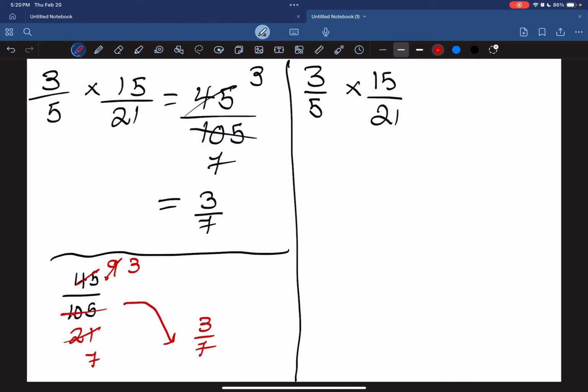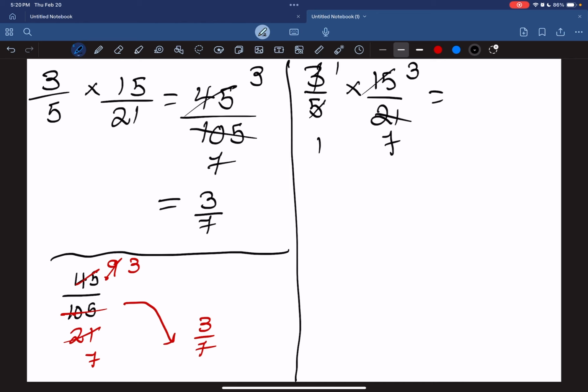But let's look at if we actually simplified first. So we do simplifying first, then we multiply after. Alright, so we look again. We said these can break down. So let me break this down. 3 into itself 1 time, 3 into 21, 7 times. Cool. 5 into itself 1 time, 5 into 15, 3 times. Looking at this, we know that nothing else can break down. Alright, nothing else at all can break down.